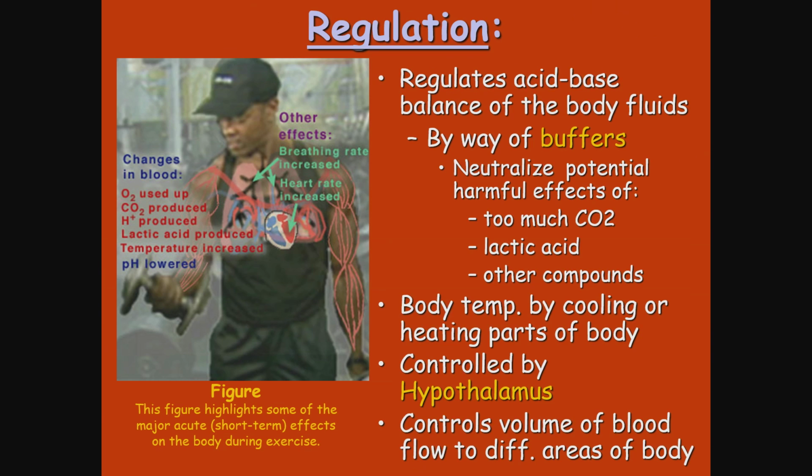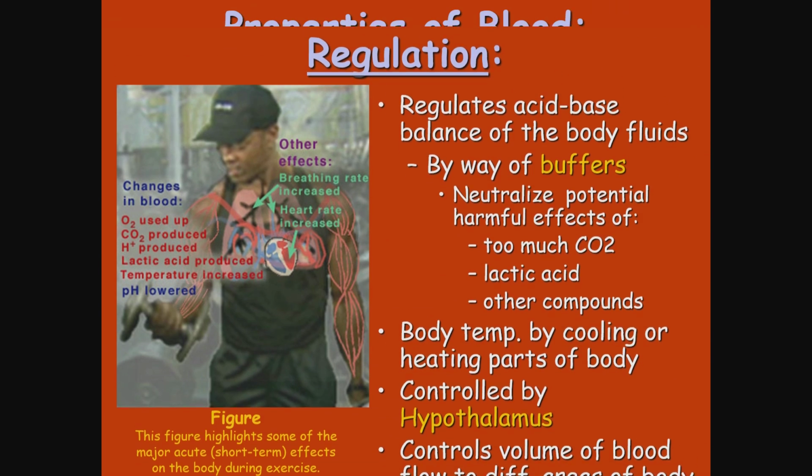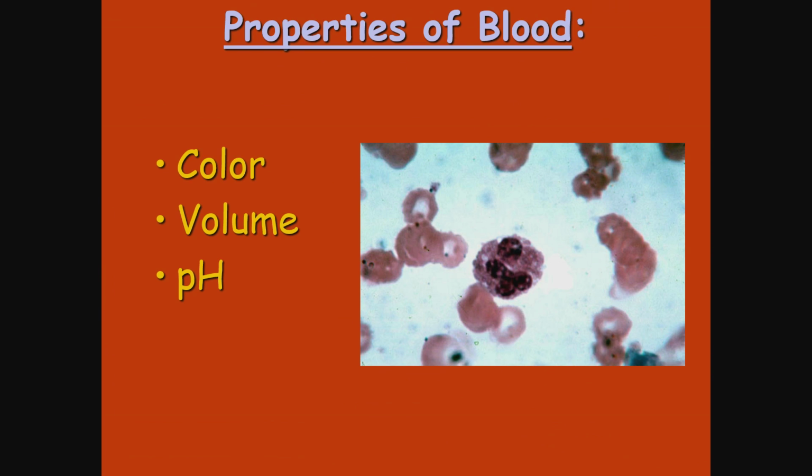And our blood also regulates the volume of blood. So if you are, say, in fight or flight and you need to run, then your blood is going to flow to your leg muscles so that they get enough oxygen to keep running. The properties of blood that we're going to talk about are color, volume, and pH.